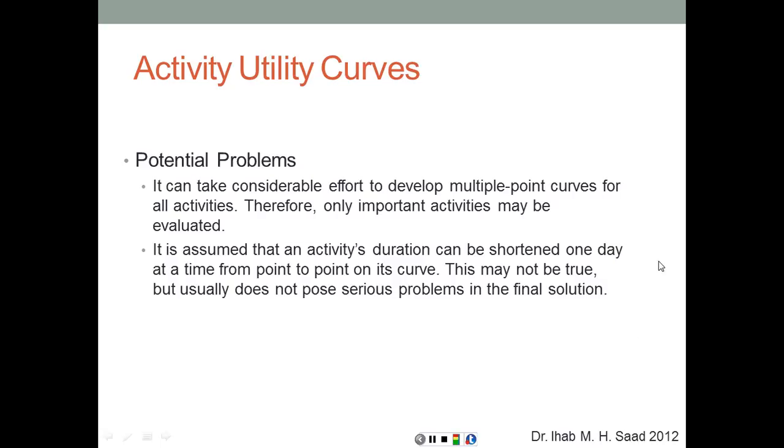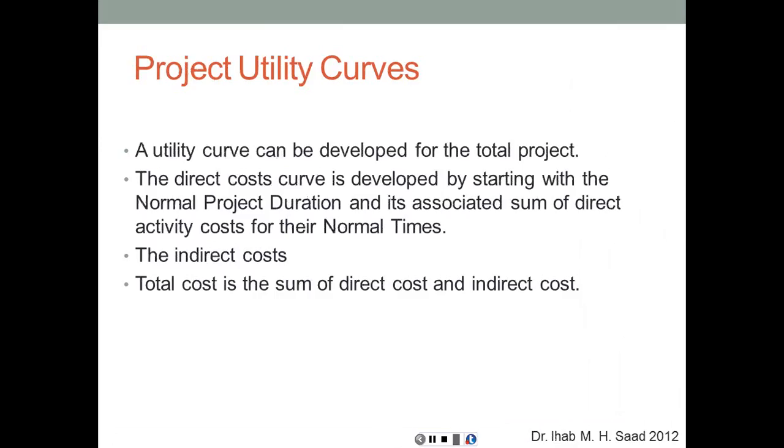It's assumed that an activity's duration can be shortened only one day at a time from one point to another on its curve. This may not be true, but usually does not pose serious problems in the final solution, so we're going to assume that this assumption is valid. A utility curve can also be developed for the total project from the compilation of the utility curves for different activities, or basically for the critical activities, because they are the ones that are going to be candidates for compression. So we can develop a utility curve for the whole project.